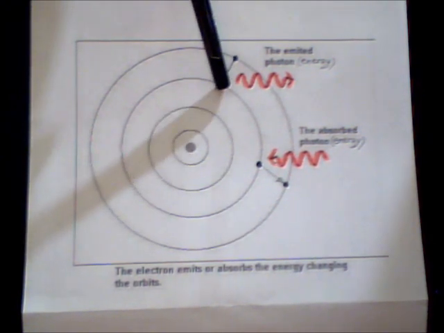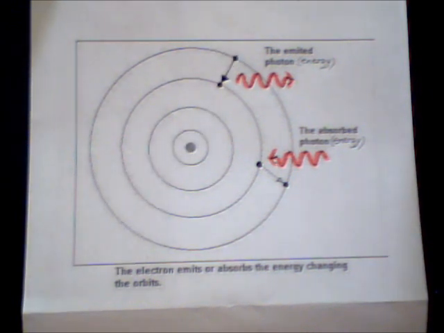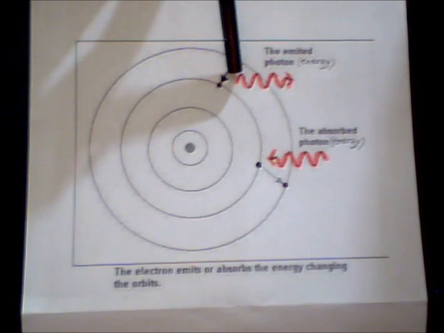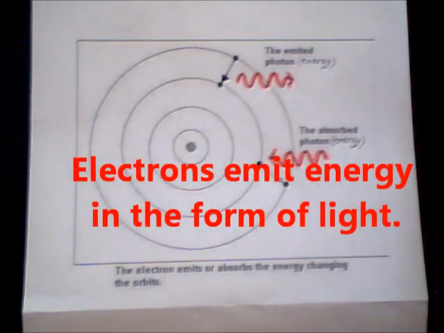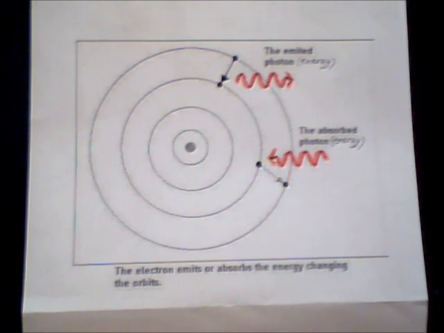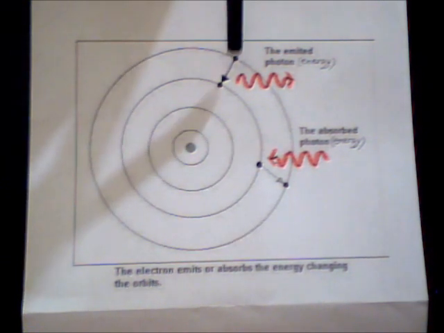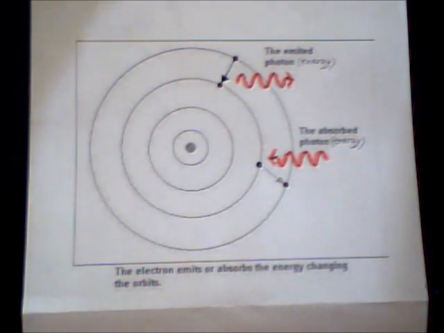So once it jumps, how can it jump back down? It can't jump back down without letting go of that energy. And the only way it can let go of that energy is by releasing it. Whenever an atom releases energy, it releases it in the form of light. Okay? And what did we say about light? Some light has more energy than other light.